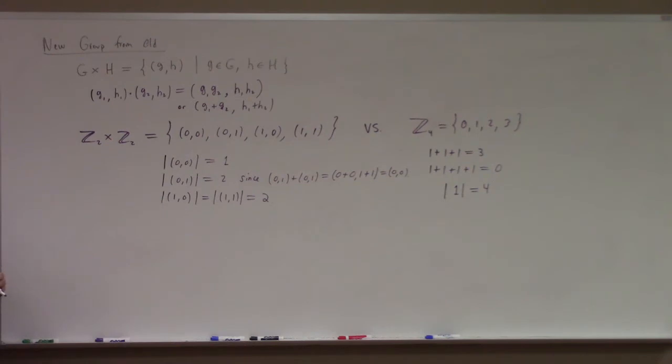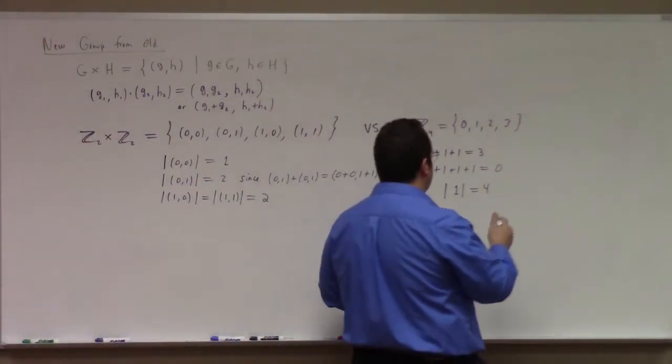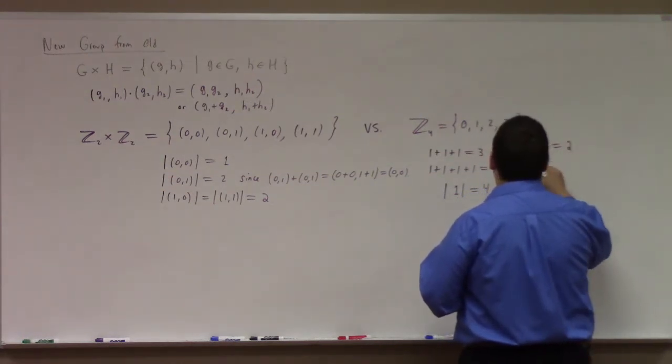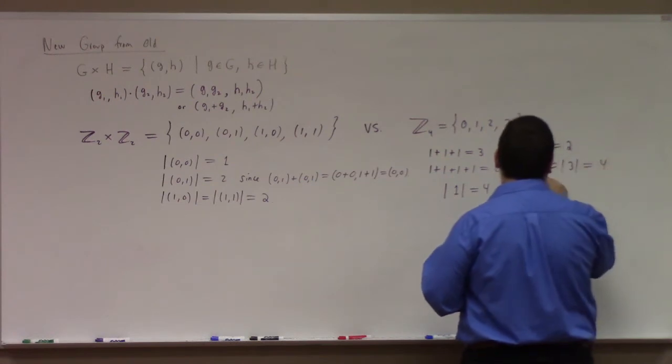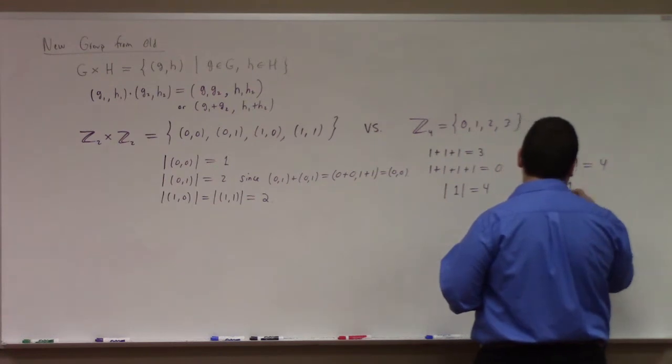Excuse me, that's not the way I say it. But Z4 has just one element of order 2, right? The order of 2 is 2, but the order of 1 is equal to the order of 3, which is equal to 4. Of course, the order of 0 is 1.